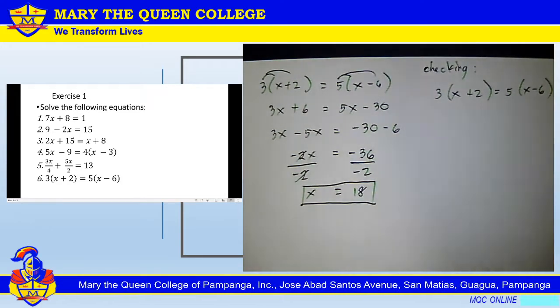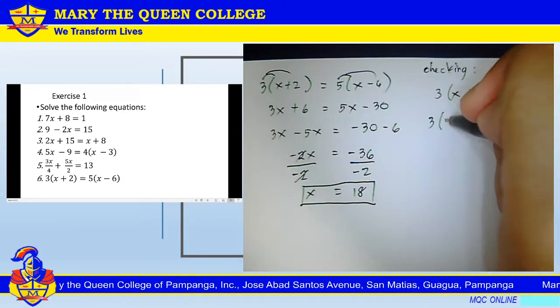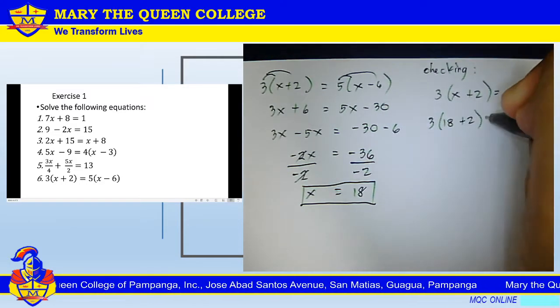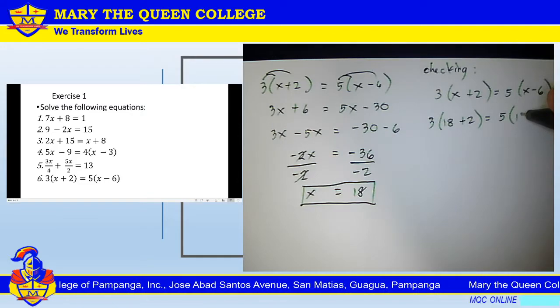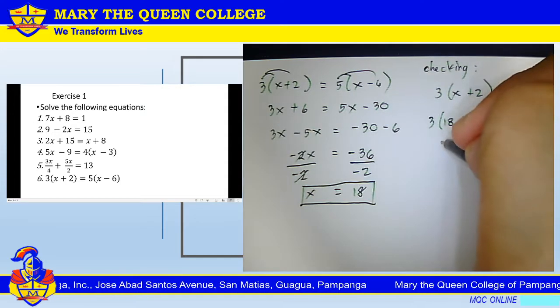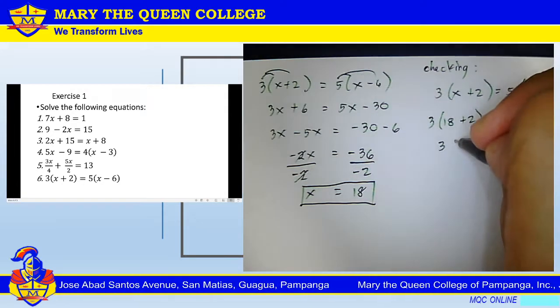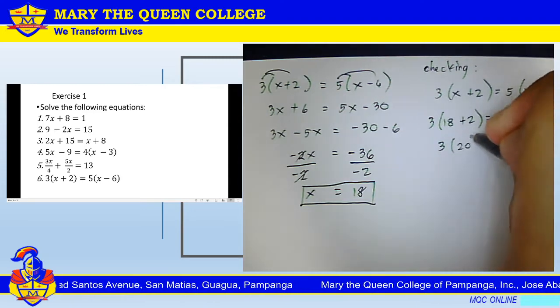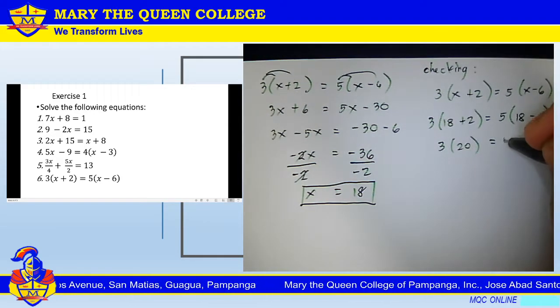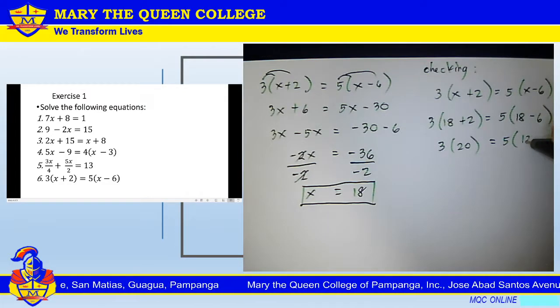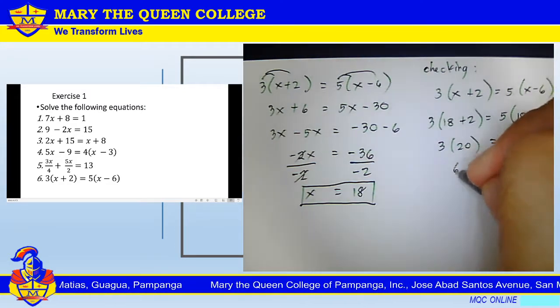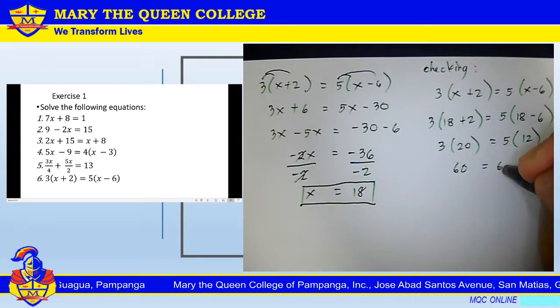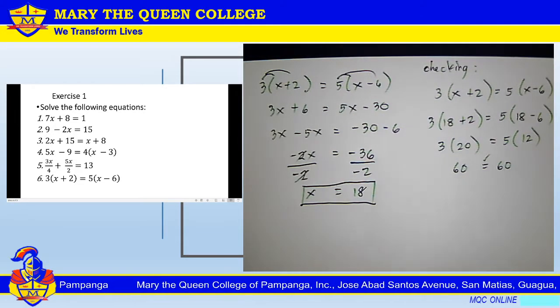Okay, so for this, we have to substitute x by 18. 18 plus 2 is equals to 5 times 18 minus 6. Simplifying it further, we have 3 times 18 plus 2, that would be 20. Then we have 5 times 18 minus 6, that would be 12. So 3 times 20, that is 60. Then 5 times 12, that is also 60. Okay, so this is our checking, and our solution is 18.